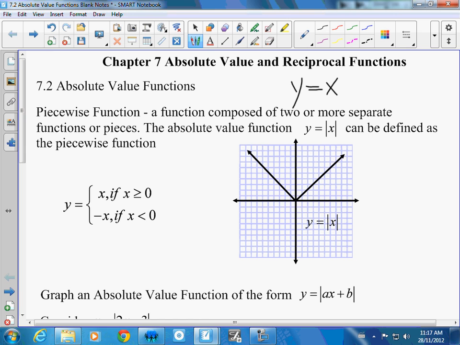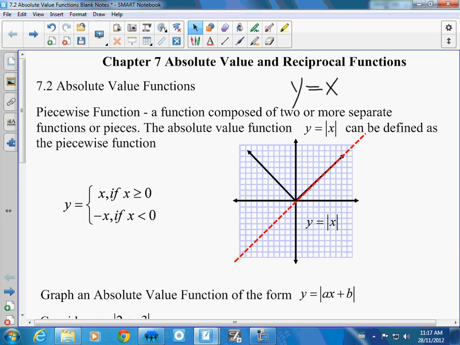So if I was to actually draw this out, I'll do it in a different color here. If I were to draw this out, it would actually look like this. Is that y equals x, that red line? Y equals x, right? Is that correct? That's what it would look like.